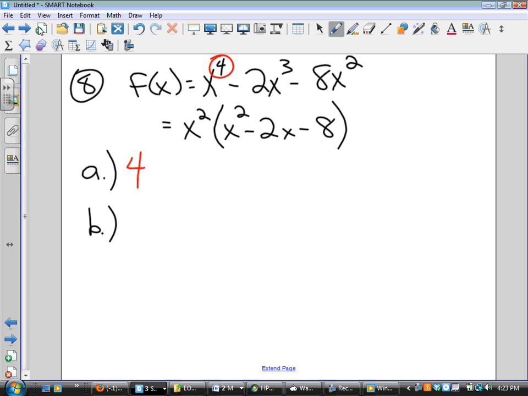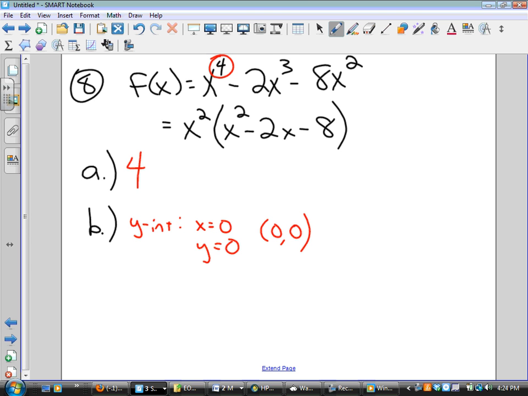Okay, so to find the y-intercept, that's the easy part. All we have to do is plug in 0 for x. So to find the y-intercept, plug in 0 for x. So if we do that, guess what we get? We get 0 minus 0 minus 0. And in that situation, that's going to be 0. So the y-intercept is 0. So the y-intercept is actually the point 0, 0.